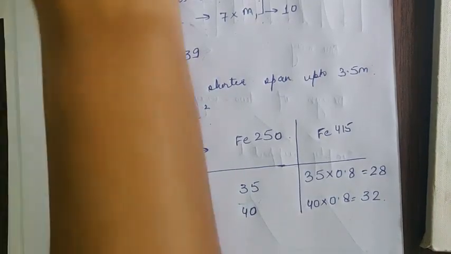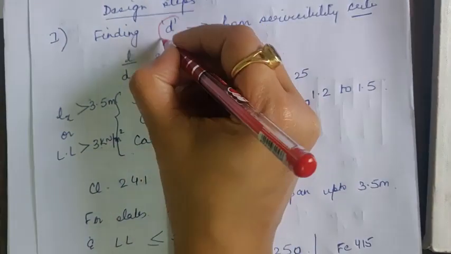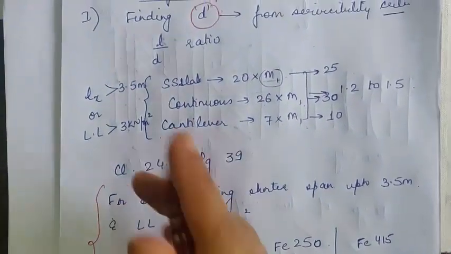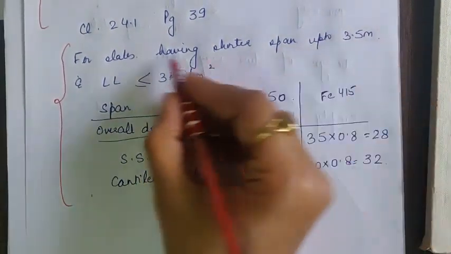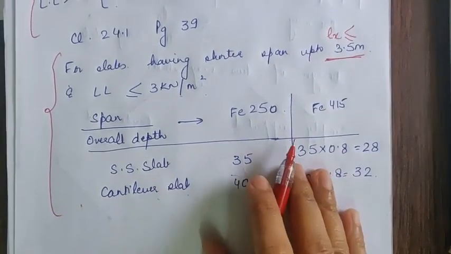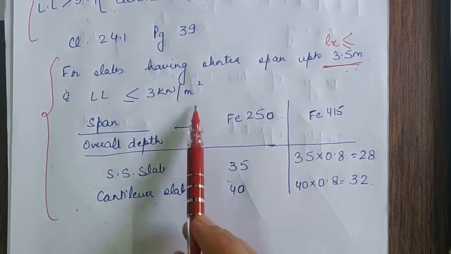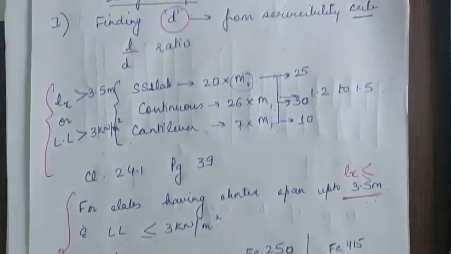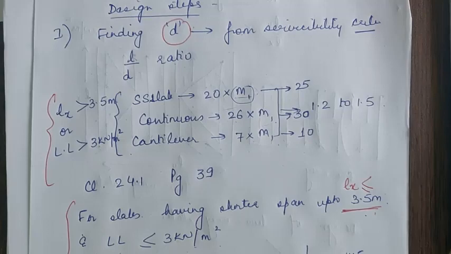So what do I mean by this? That I'll be taking the value of effective depth by using either this particular system or by using this system. When will I be using this system? I'll be using this system when my Lx is less than or equal to 3.5 meters and live load is less than 3 kilonewton per meter square. Then I'll be using this criteria to get the value of overall depth. Whereas if it is not that, then I'll be using this criteria to get the effective depth. Is it okay? Clear?